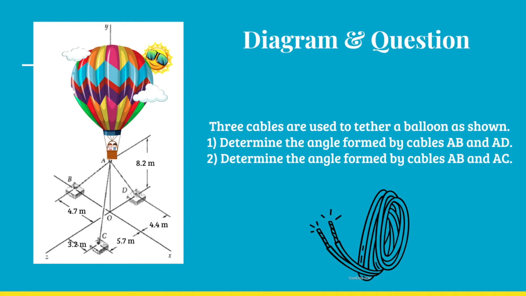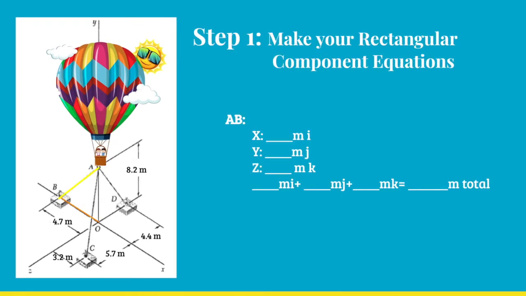1. Determine the angle formed by cables AB and AD. 2. Determine the angle formed by cables AB and AC. Our first step to solve the question is to form the rectangular components of each cable. We can do this by looking at the X, Y, and Z components.